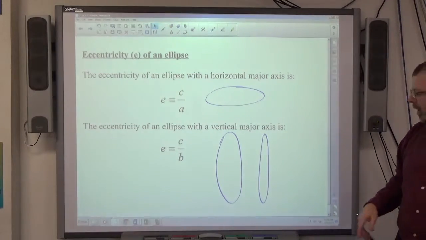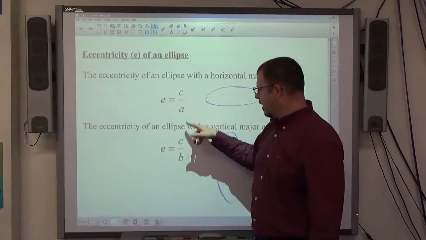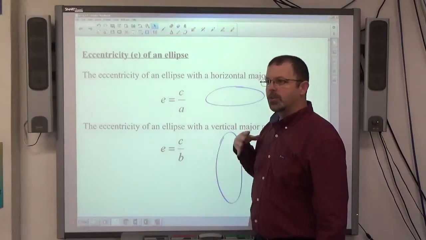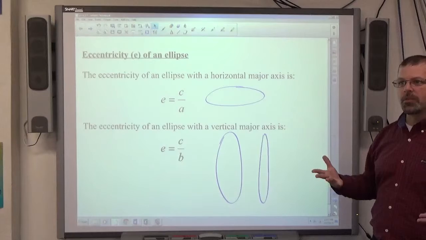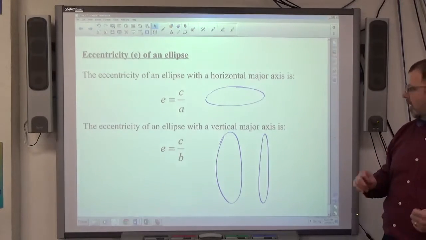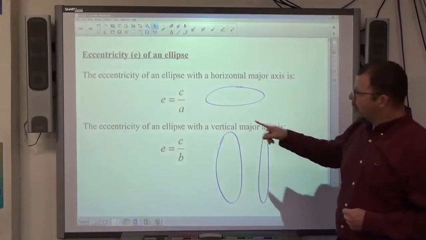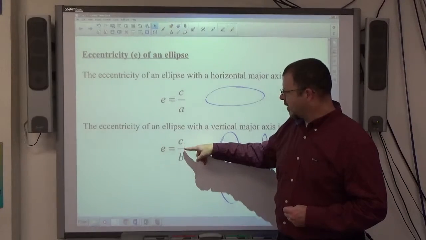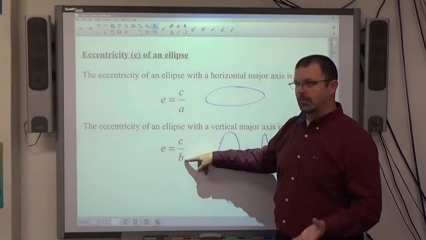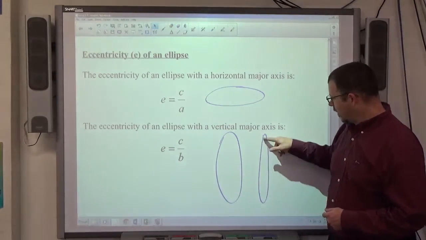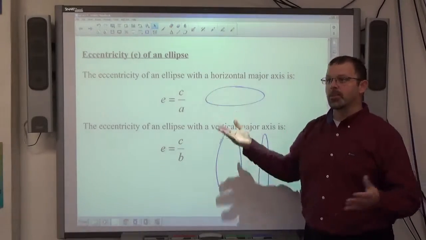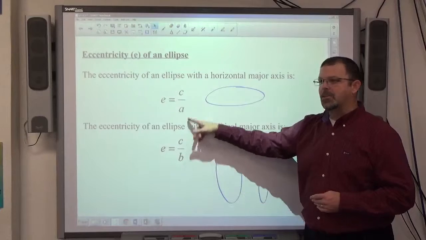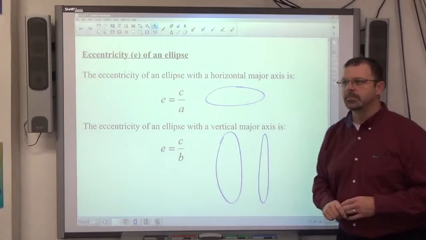It's just another number, and it gives you a relationship between b and c or a and c, depending on what you're told as far as the positioning of the ellipse. So it's just more information. But since the focal length should be less than the major axis length, b should always be bigger than c, or a should be bigger than c, depending on what it is. These fractions are always between 0 and 1.